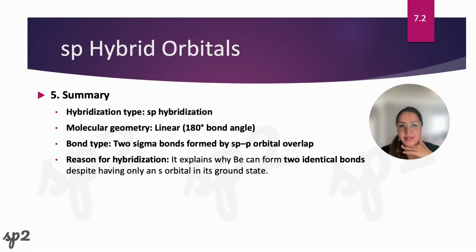For this hybridization type, the sp, the molecular geometry is always linear with a 180-degree bond angle. There are going to be two sigma bonds forming by the sp-p orbital overlap. The hybridization here is helping us to understand why beryllium can form two identical bonds despite having only one s orbital in its ground state. I hope that makes sense. Let's take a look at the next page.